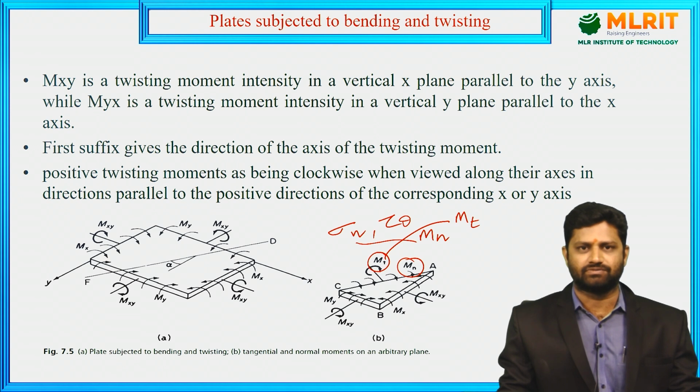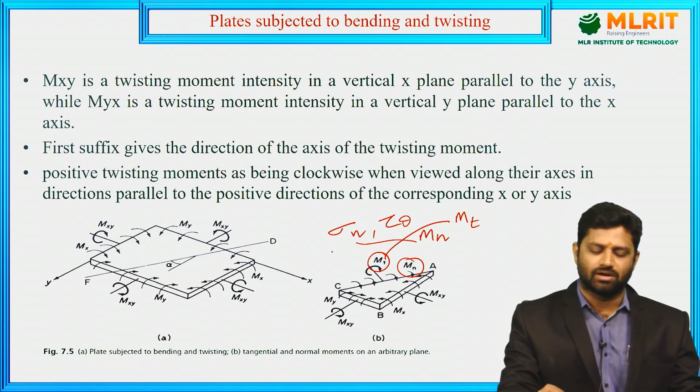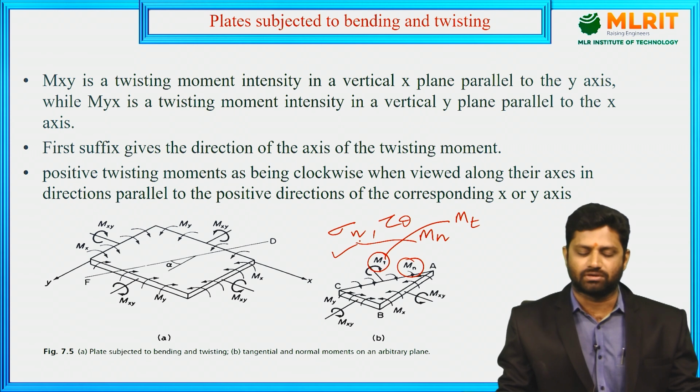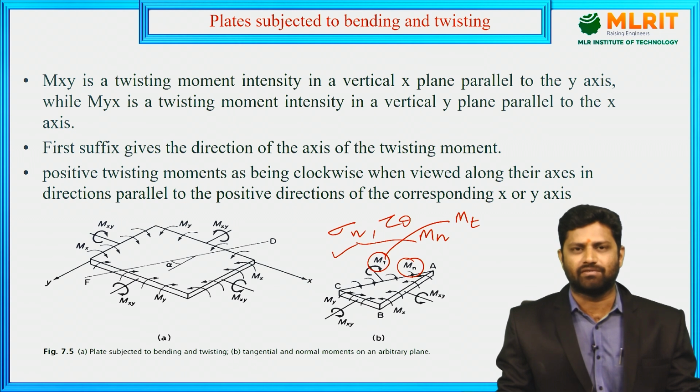Just as we have in the principal stresses, we already know the expressions for the normal stress acting on an inclined plane, sigma n, and the shear stress acting on an inclined plane, tau t. We also have the stresses sigma x, sigma y, tau xy in the principal stresses. Now those sigma x, sigma y and tau xy are replaced by mx, my and mxy.